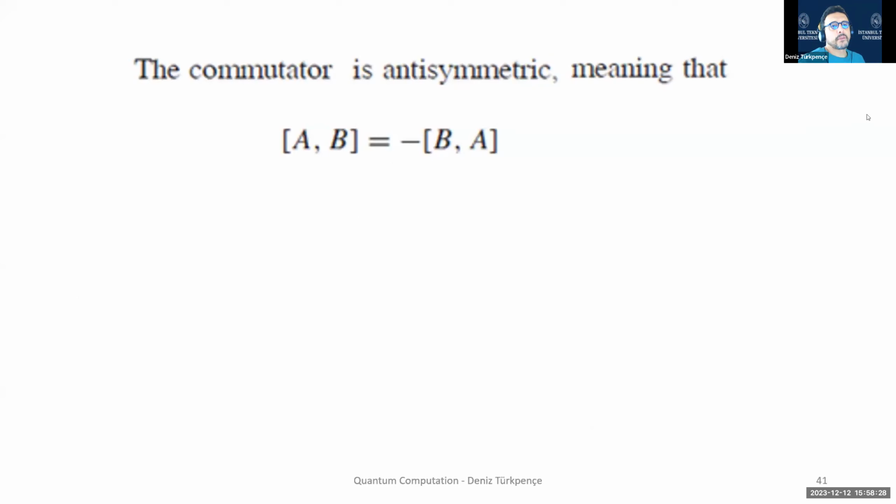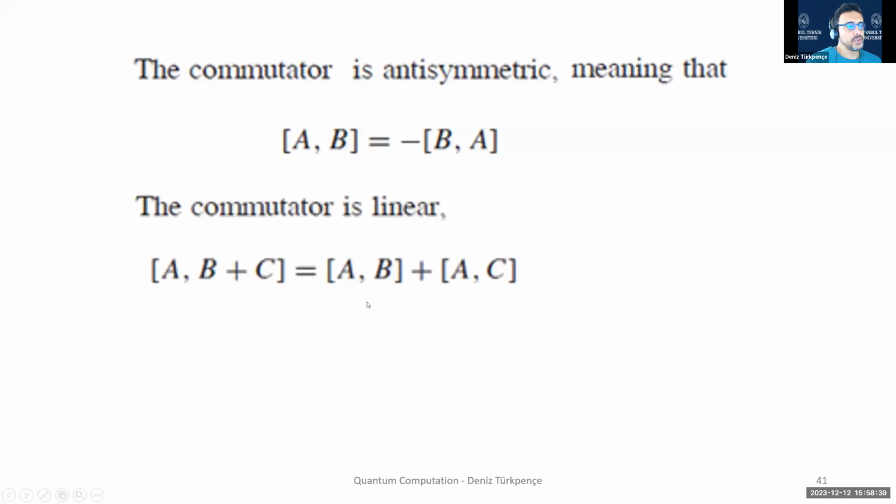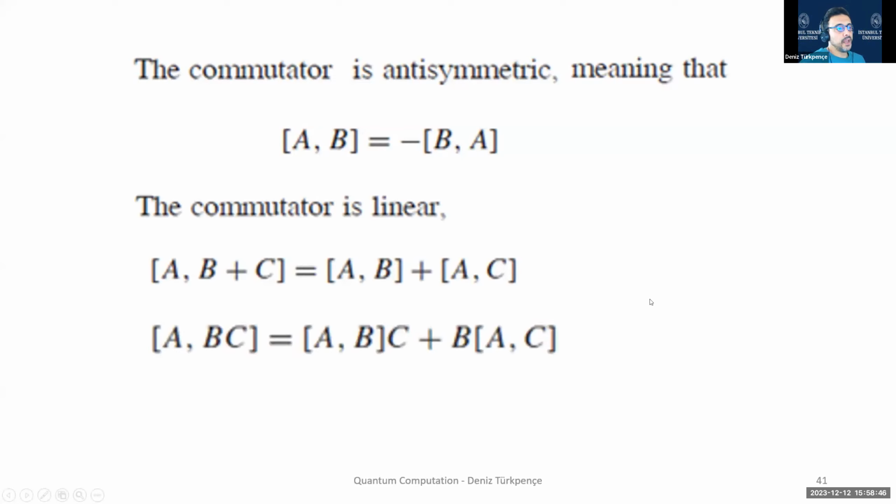The properties of the commutator: it is anti-symmetric, meaning that the commutator of A and B is equal to minus the commutator of B and A. This is a symbol of the commutation. Commutation is linear. If you have a commutation like this, it can be written in this form, or if you have this multiplication form, it can be written in this form. Here, you should write C on the right, and you should write B on the left. So these orders are important for us.